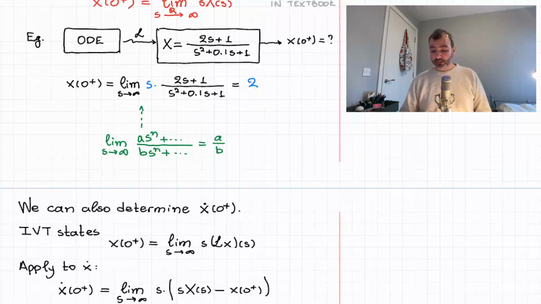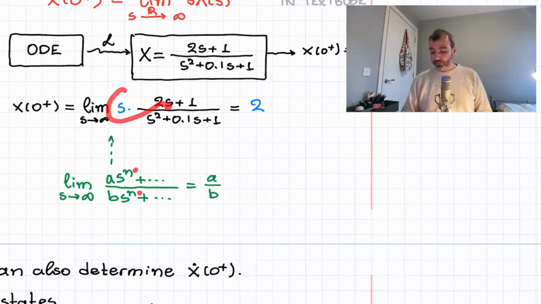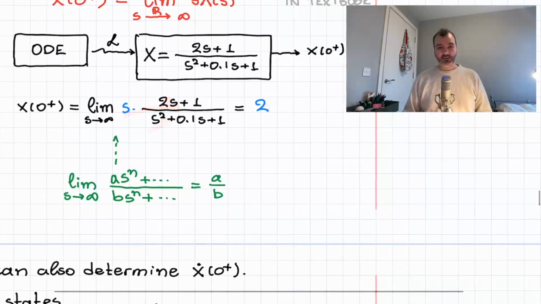But be careful here, it has to be the same order. Here we have order 2, s squared over order 2. And we have 2s squared divided by 1s squared. 2 over 1 is 2, and that's it.